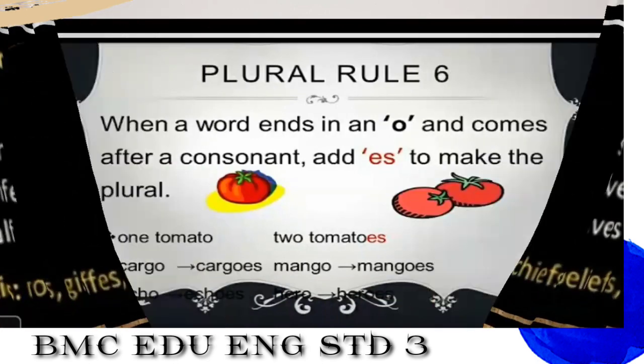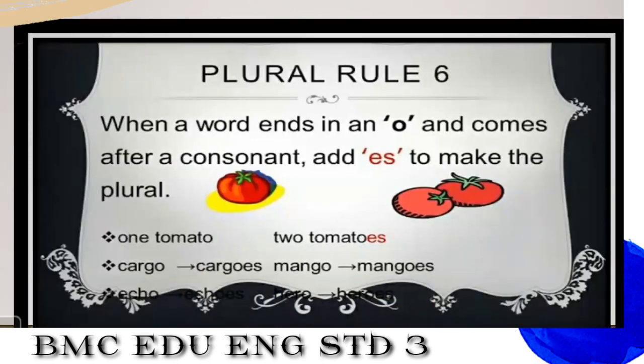Now see the sixth rule. What is the sixth rule? When a word ends in an O and comes after a consonant, add es to make the plural. If the word is ending with O, what you have to add there? Es. Tomato. Now seeing the word tomato, it is ending with O. So what we did, we added es. That becomes tomatoes. Cargo, cargoes. Mango, mangoes.